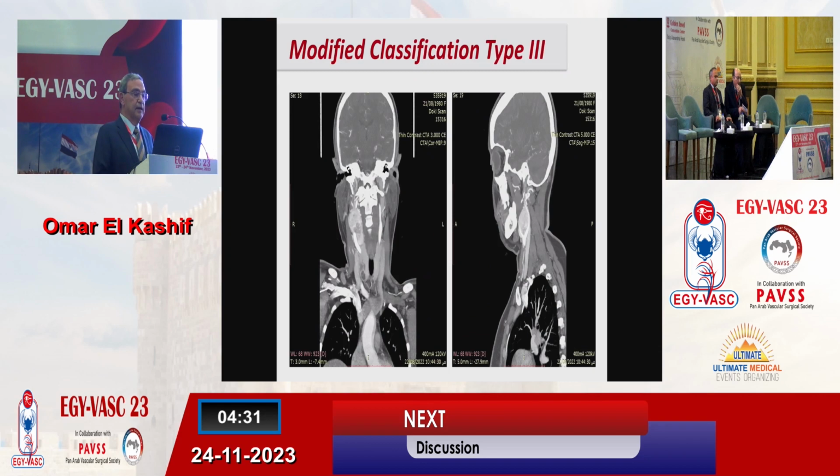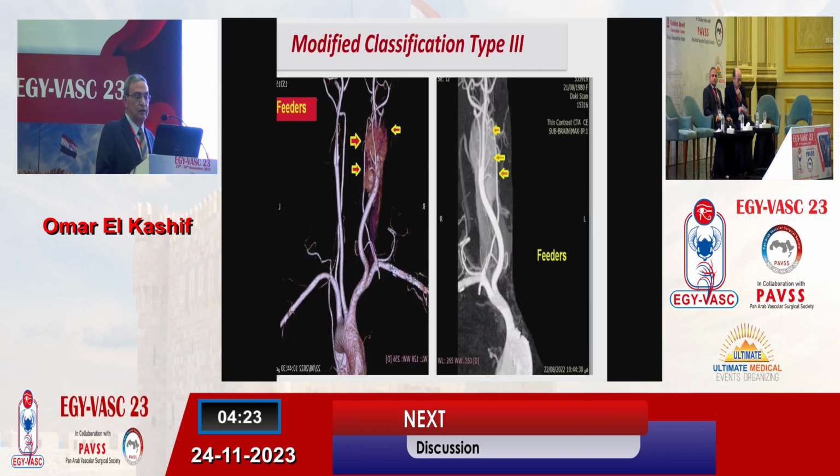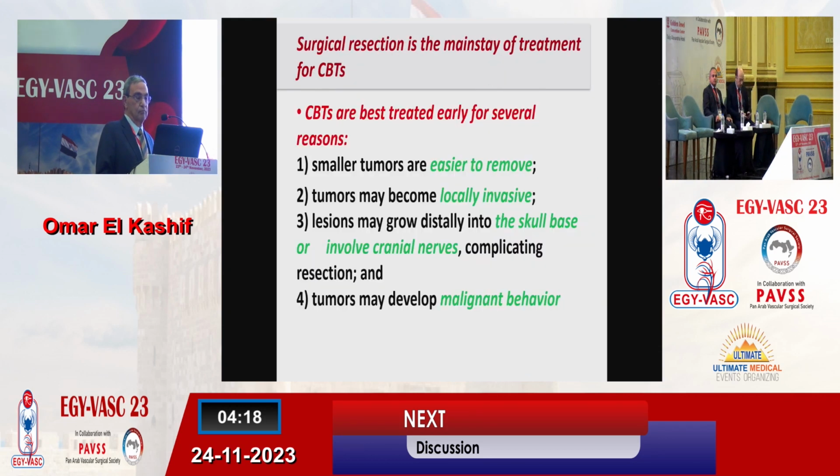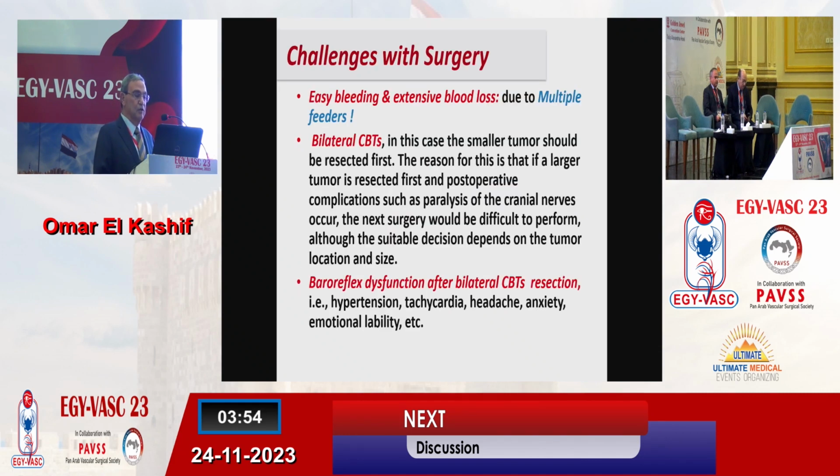This is a case of modified classification type 3 with partial infiltration of the internal carotid more than 270 degrees. So surgical resection is the mainstay of treatment of carotid body tumor, and should be done early because small tumors are easier to remove. The tumor is locally invasive and may extend up to the skull base and involve the cranial nerves and may develop malignant behavior.